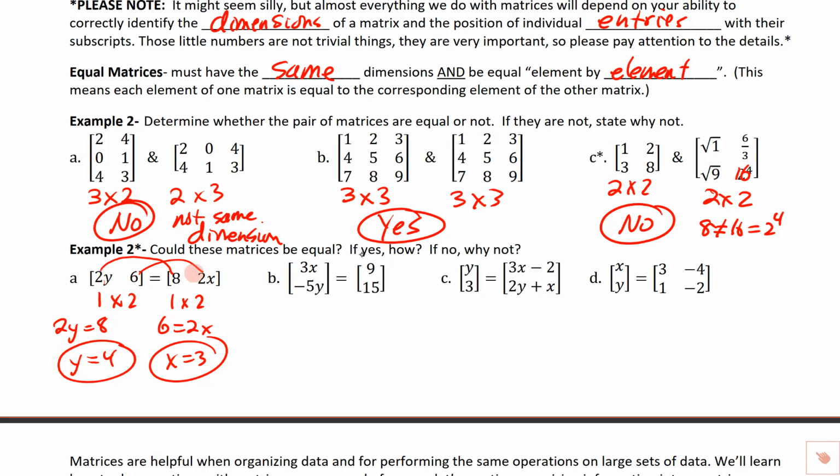So the answer here is yes, and this is how it would be. Okay, so I'm just going to write a yes there to make sure we're clear. So the answer is yes, they could be equal, and that's what would have to happen. The y would have to equal 4, and the x would have to equal 3.